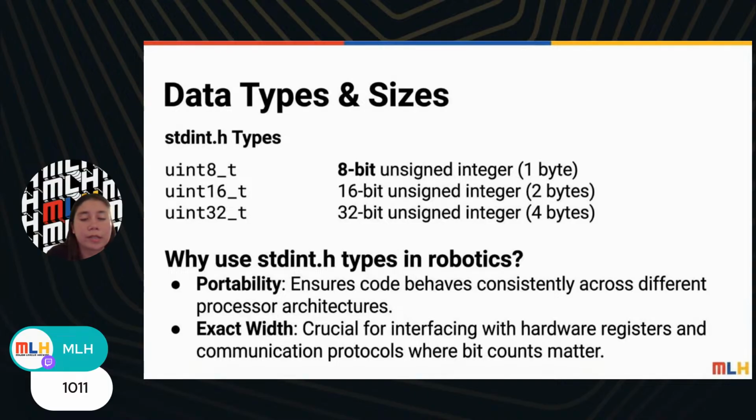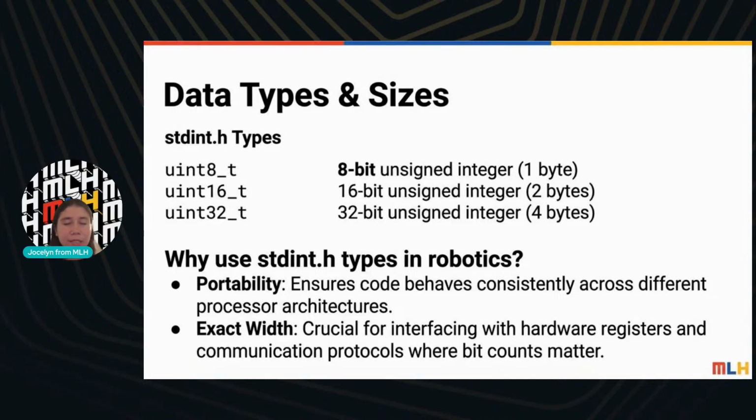Because this one takes up 4 bits. So 1 is 1 bit, 0 is another bit, 1 is another bit, and the other one is another bit. So we have 4 bits in total. So I'm basically saving space.